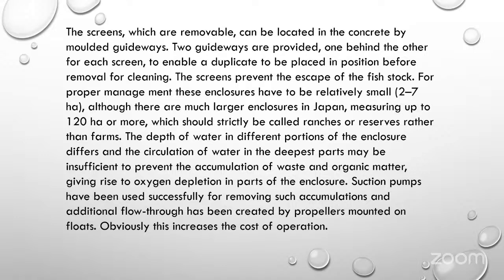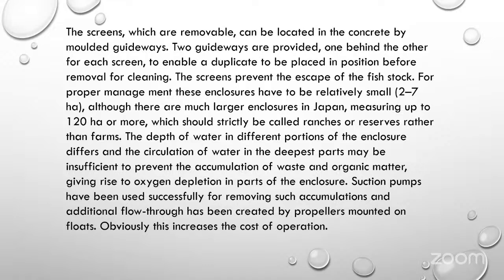The screens, which are removable, can be located in the concrete by molded guideways. Two guideways are provided, one behind the other for each screen, to enable a duplicate to be placed in position before removal for cleaning. The screens prevent the escape of the fish stock. For proper management, these enclosures have to be relatively small, 2 to 7 hectares. Although there are much larger enclosures in Japan, measuring up to 120 hectares or more, which should strictly be called ranches or reserves rather than farms.